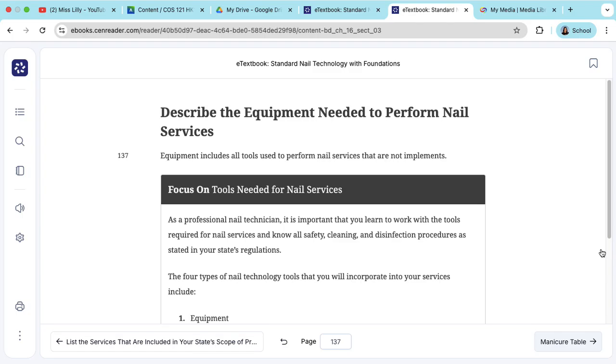This book is used state-wise in all states. With that being said, your instructor will know exactly which restrictions you have with your license. For example, in North Carolina, the Russian manicure is not acceptable.